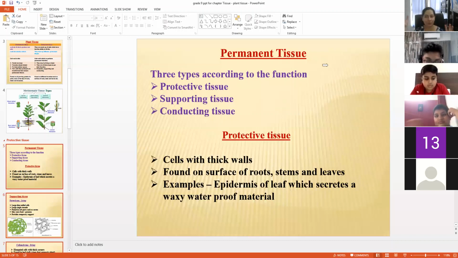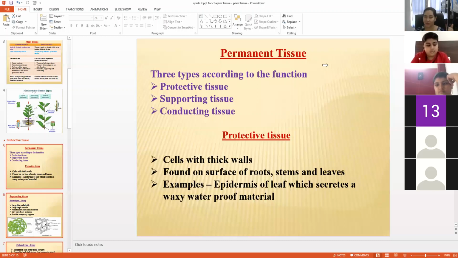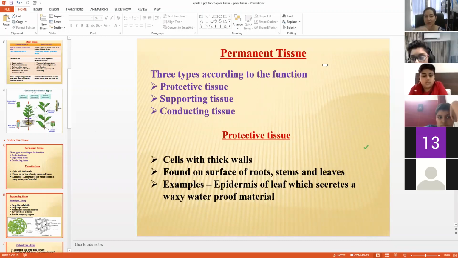So students, now we have moved on to the permanent tissues. The first kind of tissues we learned was the meristematic. Now we have come to the permanent. Now what is permanent? The meristematic tissues are transformed into permanent tissues. Now in permanent tissue, students, there are 3 types. The first is the protective, second is the supportive, and the third is the conductive tissue. Okay. Now we will take one tissue at a time. Now we are coming to the first, the protective tissue.